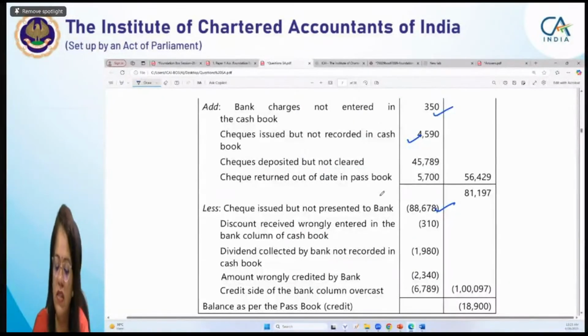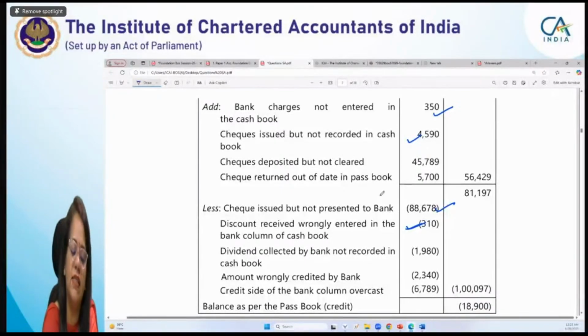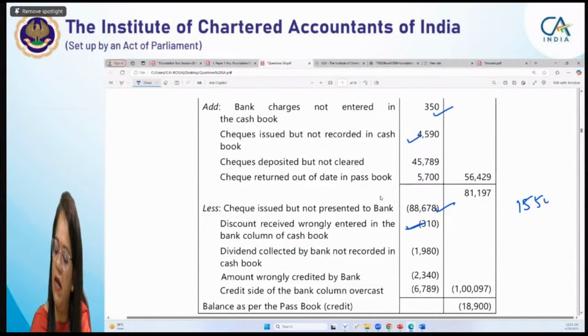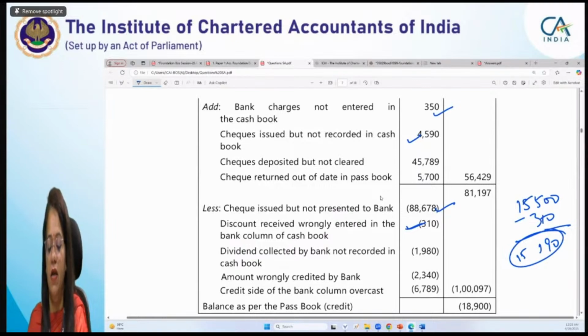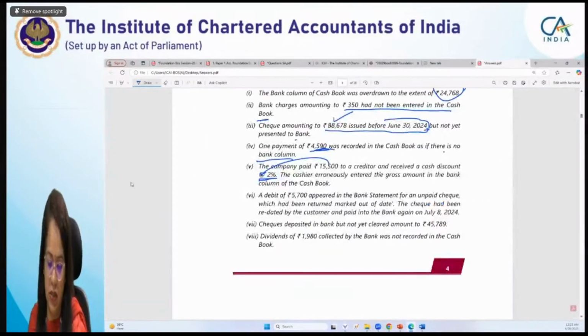So this discount has to be reduced. We have taken more amount. We have paid to a creditor taking 15,500. Otherwise, it should have been less. It should have been 15,500 minus 310, it should have been 15,190. But हमने क्या लिख दिया? 15,500 लिख दिया. So 310 we have to reduce.